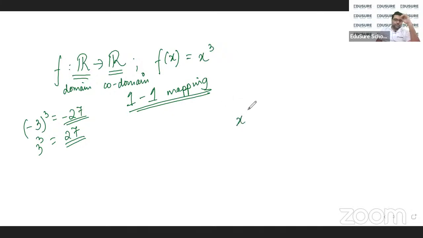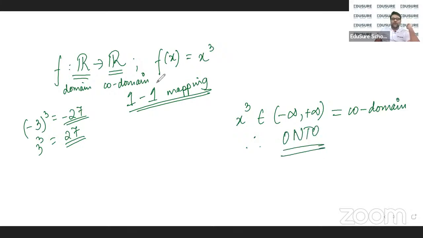Also, x cube will lie between -infinity to +infinity, which is also equal to the codomain. Therefore, onto function. So what kind of a mapping? One-to-one mapping. What kind of a function? Onto function. It's an onto function, right?